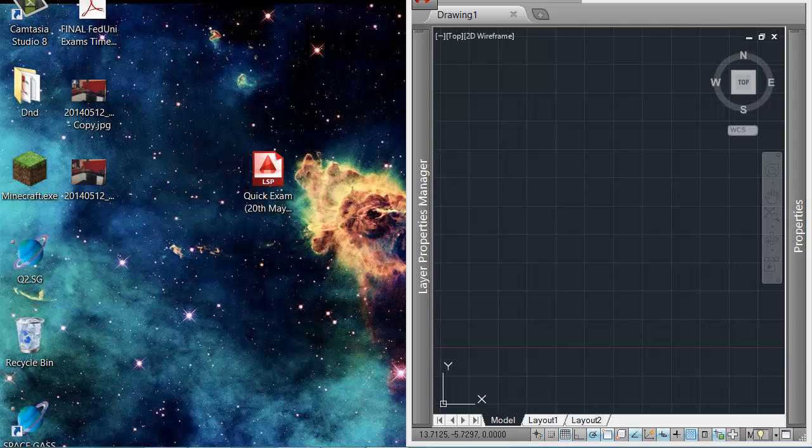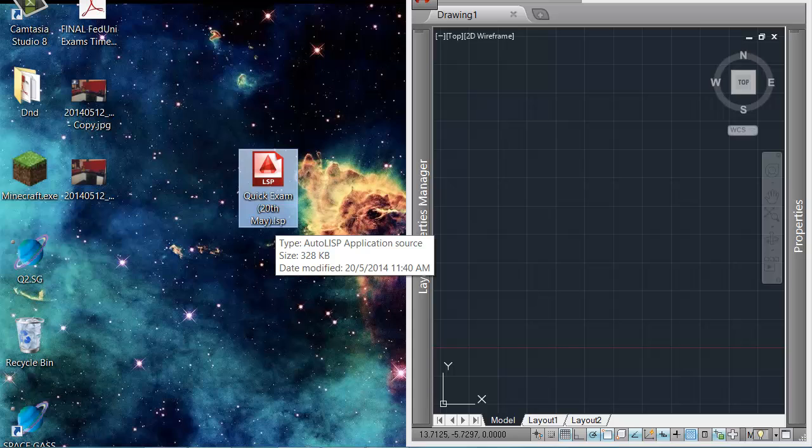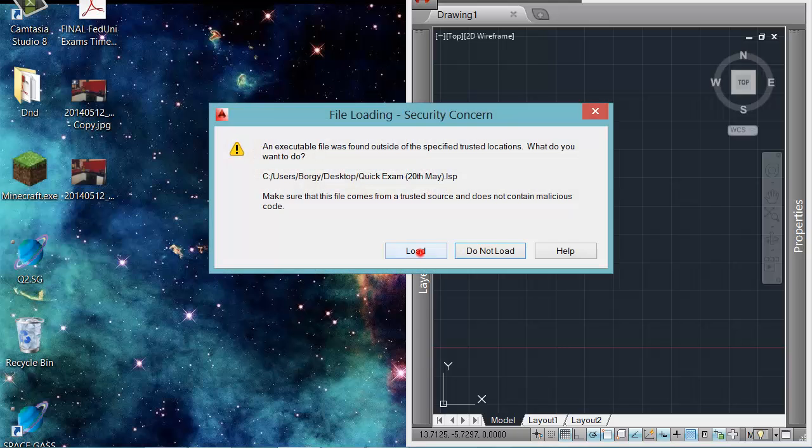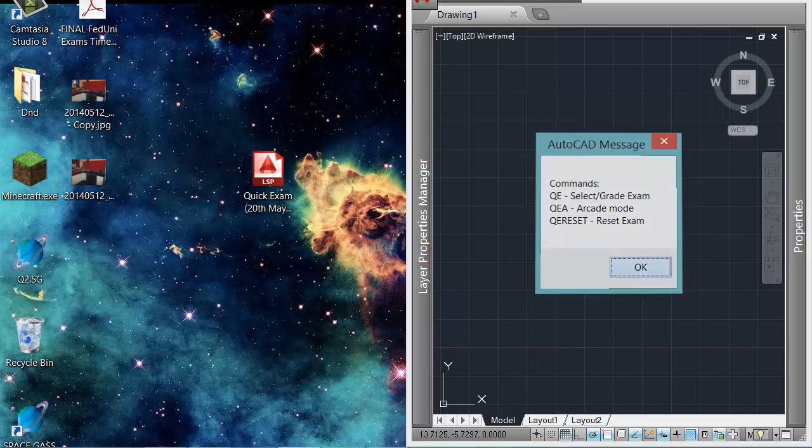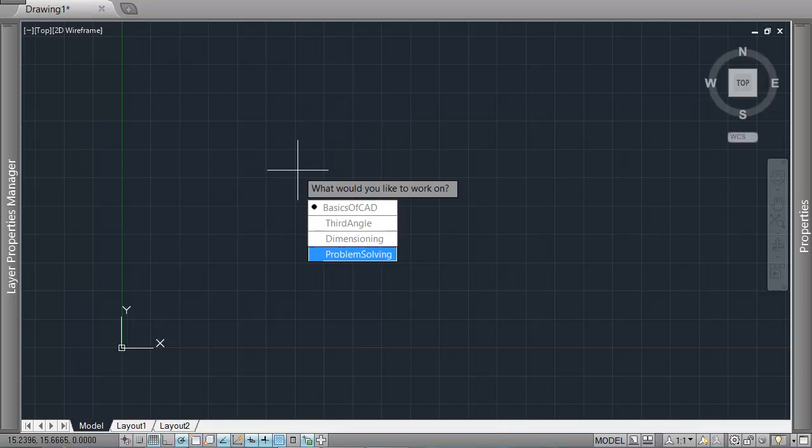Hello everybody. I'm just going to make a quick video showing how to work out the 7 different problem solving questions in the AutoCAD quick exam. So I'll load that in and we'll start off. You can see in the menu we now have problem solving as a 4th option, and these are the 7 problems to work on.